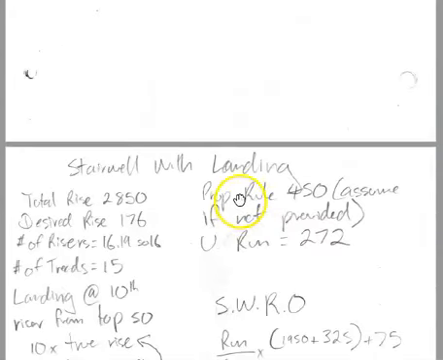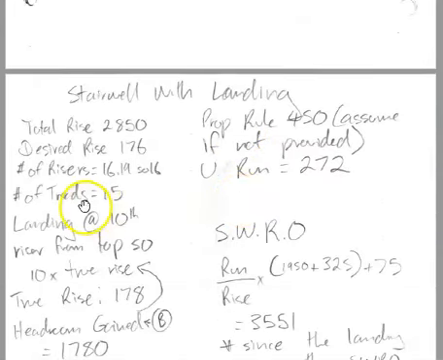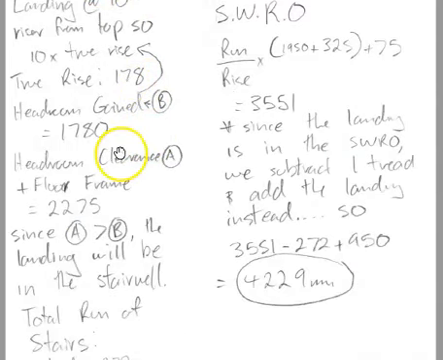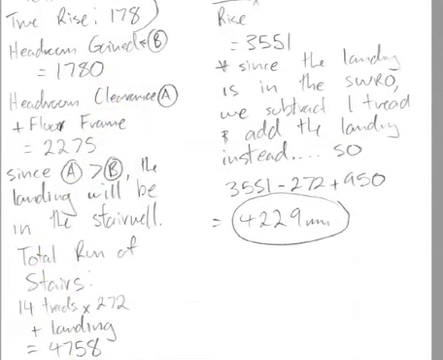So we figured out that this set of stairs has 15 treads, so we're going to take 14 of those, multiply by the unit run, and we're going to add the landing, and I've done that down here at the bottom. You can see down at the bottom we have 14 treads times 272 plus the landing, and it gave us 4758. So that's the total run of the stairs.